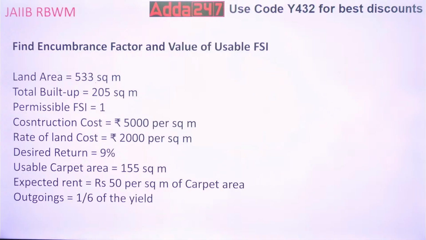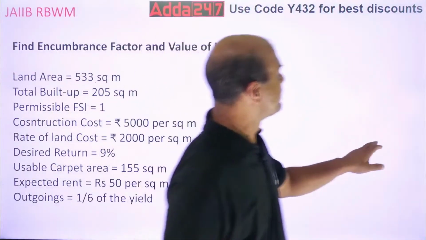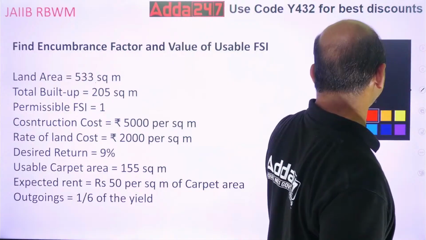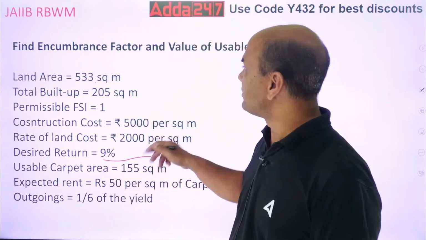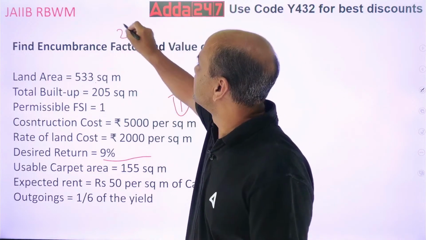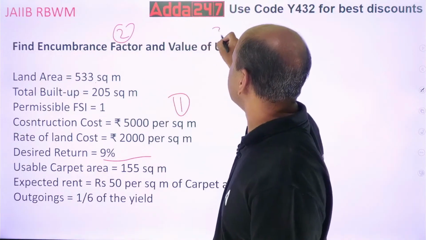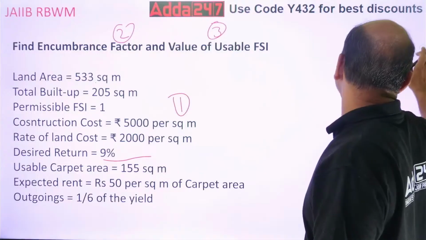First, what did I say? We have to first focus on desired yields. So, how to get the desired yield? For getting the desired yield, this is part number 1, the second part is encumbrance, and part number 3 is FSI. So, let's start with the desired yield first.